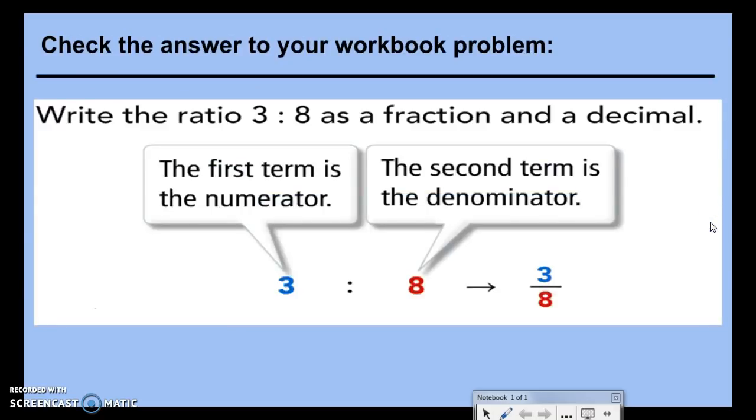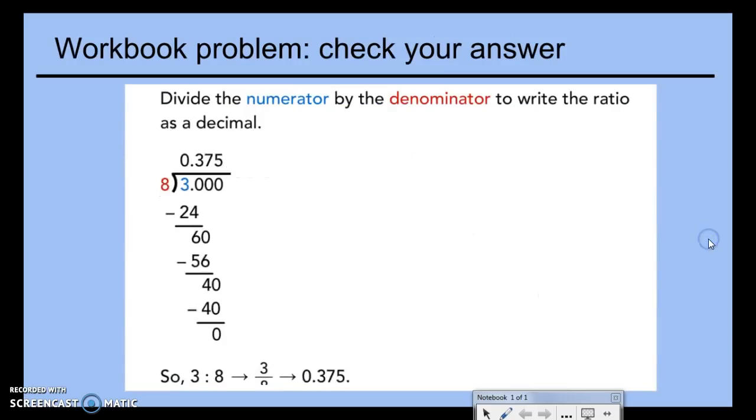To write the ratio 3 to 8 as a fraction and a decimal, 3 to 8, your first number is your numerator, your second number is your denominator. Okay? And then we know that our denominator is our divisor, which is our 8, and our numerator is our dividend. So your decimal should be 0 and 375 thousandths. Since it stops at the 5 and it goes in evenly, you don't have to round to the nearest hundredth place. Sorry, 375 thousandths, that's not hundredths.